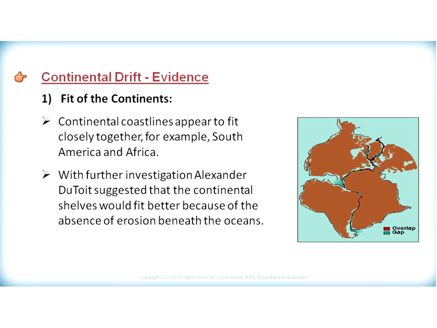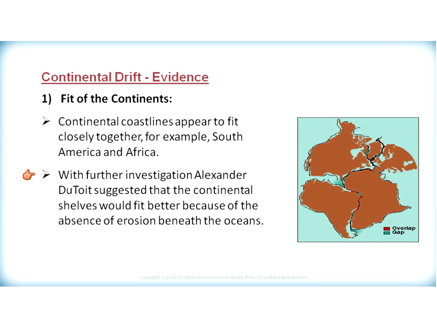The first piece of evidence is the fit of the continents. Continental coastlines appear to fit closely together. For example, when we look at South America and Africa. If you look to the diagram to the right, we notice that South America and Africa are two continents whose coastlines fit very closely together. The continents in the north, we look at North America and the western part of Europe. These continents, once put back together, tend to fit very closely also.